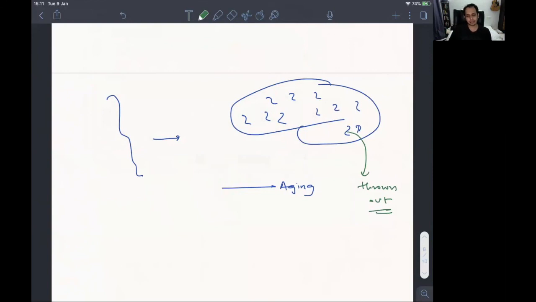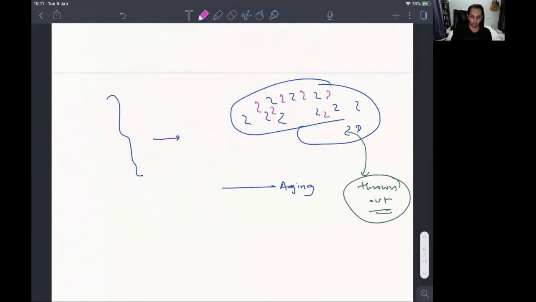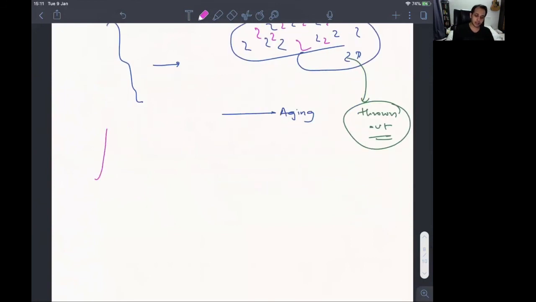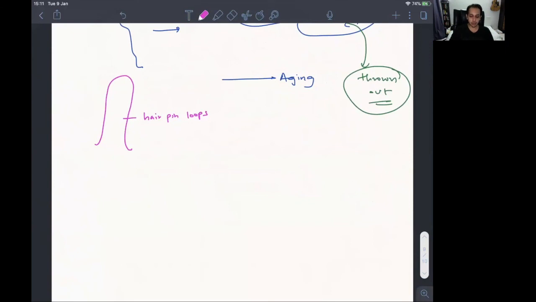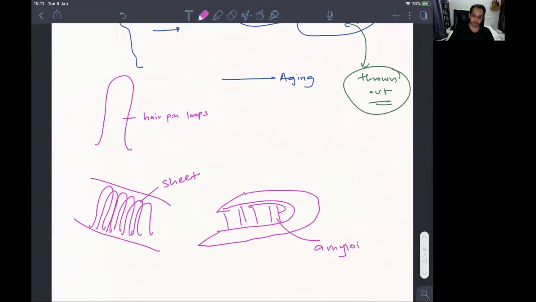Now, suppose there is something wrong with this, or for some reason more amyloid proteins are getting formed. Then these amyloid proteins get converted into hairpin loops. Multiple hairpin loops get attached to each other to form something like a sheet. And then this sheet gets turned into itself, and these will form amyloid plaques.